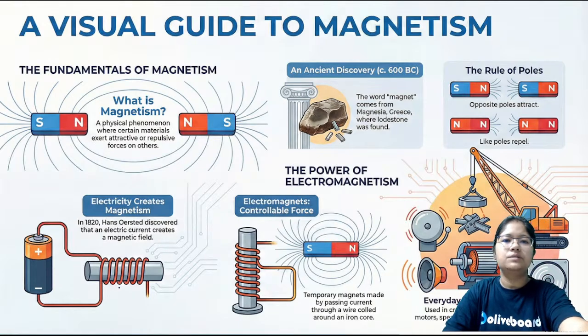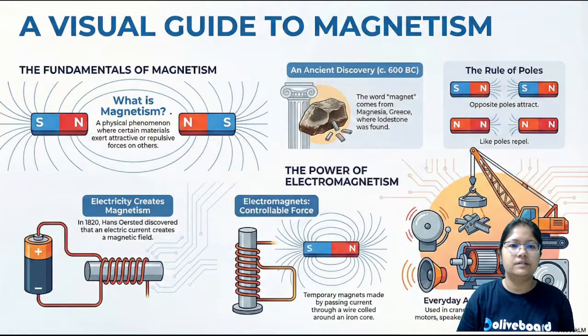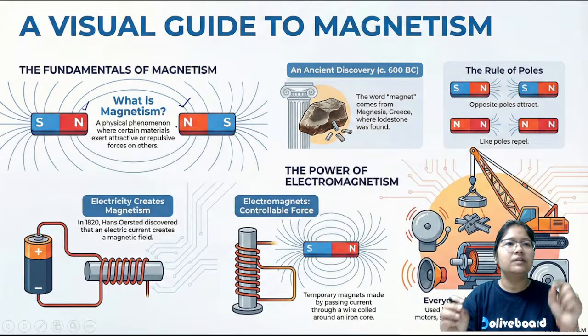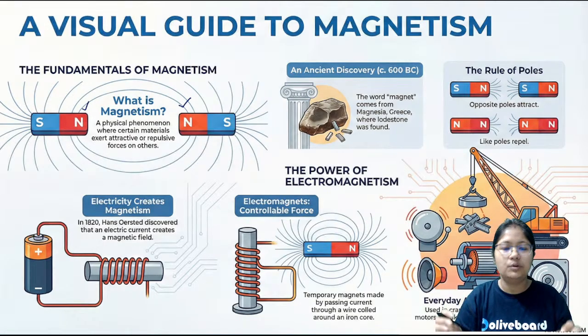Most of the times you see that magnets are drawn showing attraction. But if the north pole is towards the north pole of the other magnet, in that case it will show repulsion. And if the north pole is towards the south pole, it will show attraction.